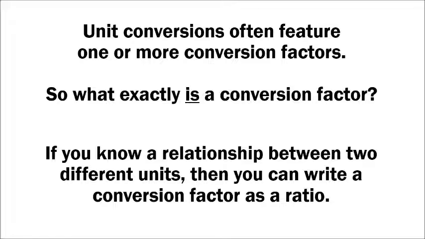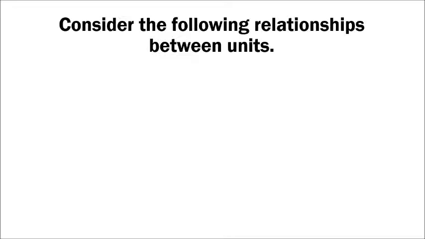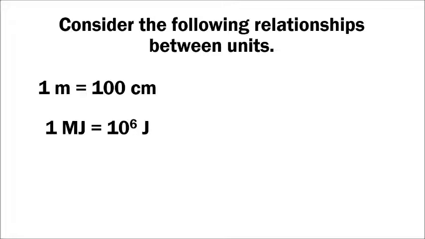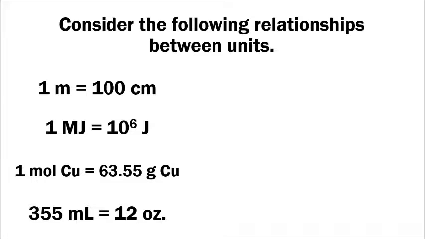Let's take a look at some examples of conversion factors. Consider the following relationships between units. There are 100 centimeters in 1 meter. There are 1,000,000 joules in 1 megajoule. There are 63.55 grams of copper in 1 mole of copper. And for every 12 ounces of liquid volume, there are 355 milliliters. That's basically a can of soda.